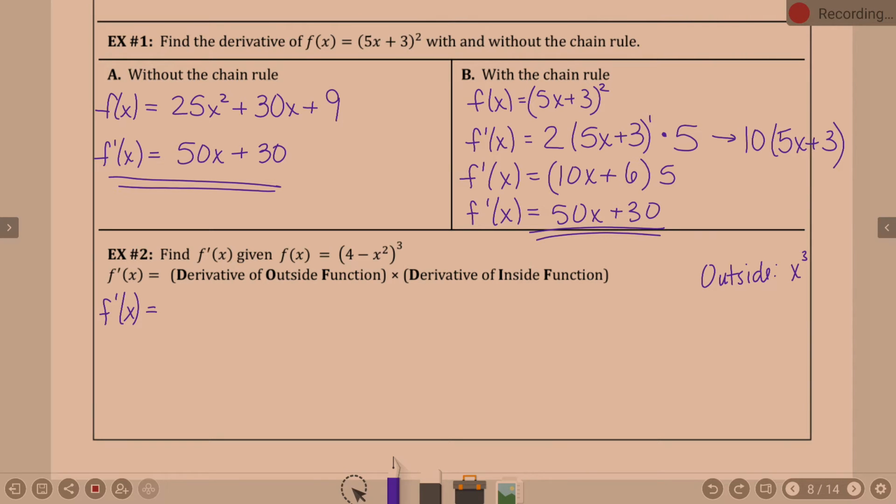How do we do derivative of something cubed? 3 out front. 3 out front. 4 minus x squared. Inside stays. Don't change it. Times squared. Well, hold on. Raise the power of 2. That's derivative of the outside. What is my inside? 4 minus x squared. Negative 2x. Okay. So the inside function is 4 minus x squared. What's the derivative of 4 minus x squared? Negative 2. Yes?